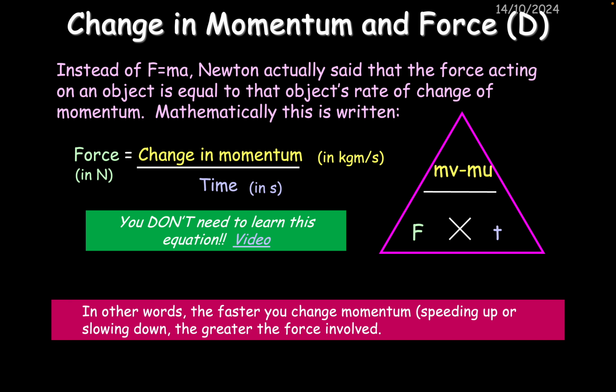So if you can change your momentum slowly, that means a smaller force is involved. If you suddenly change your momentum, like you bang into a brick wall, of course your momentum will change suddenly, and you'll get a big lump on your head because the force will be equally large. So the bigger the time, the smaller the force. The smaller the time, the bigger the force.